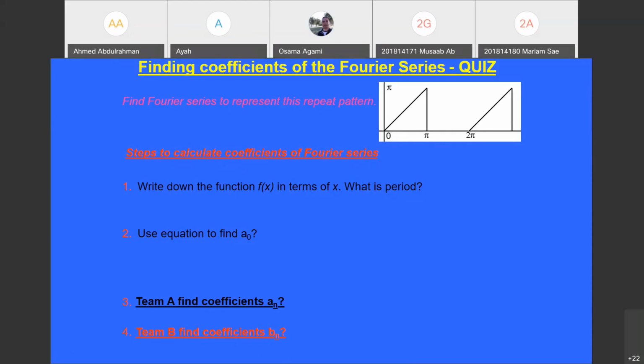For the main section, what is the coefficient An? Also, what's the coefficient of Bn? Will it be an odd function or an even function? You have to know whether it is odd or even first, and then say Bn is 0 or An is 0. So my question is, is this function odd or even?